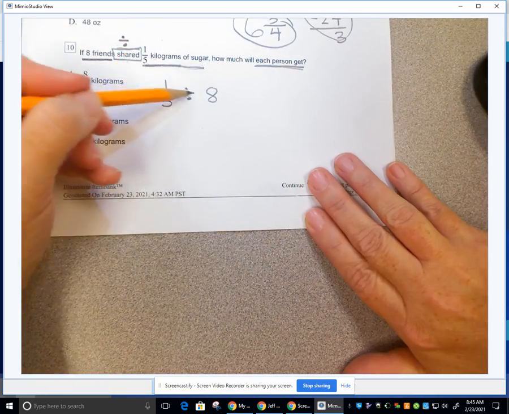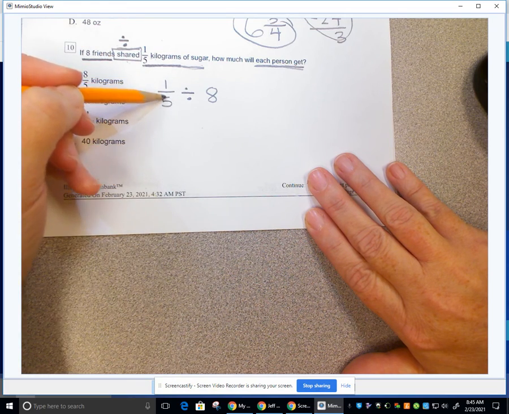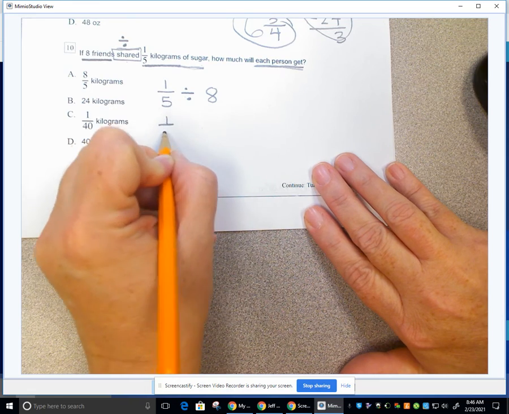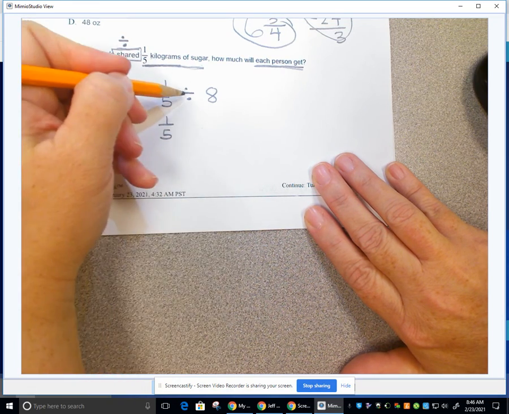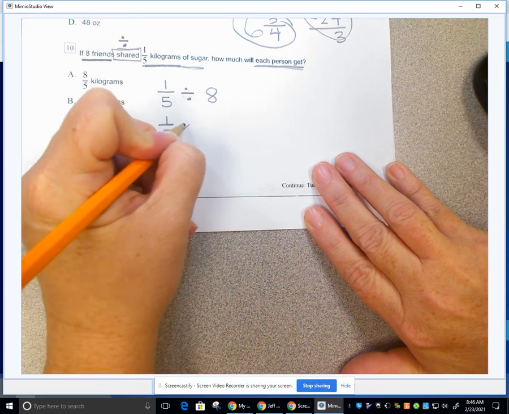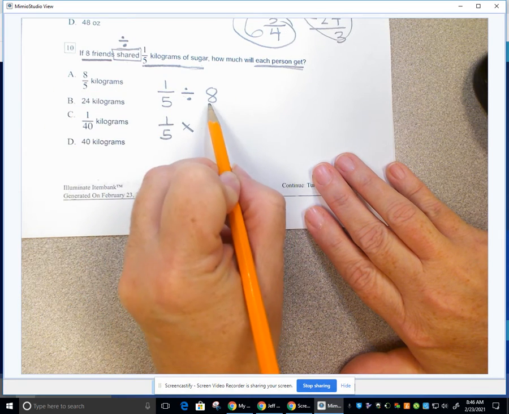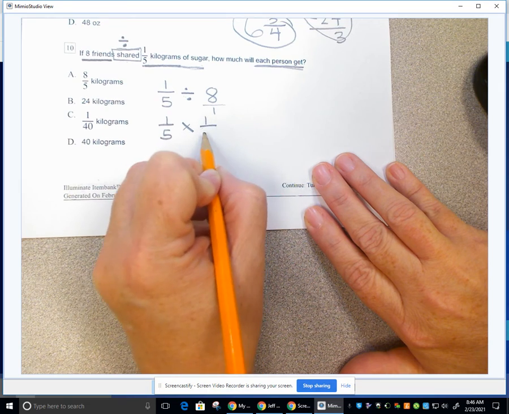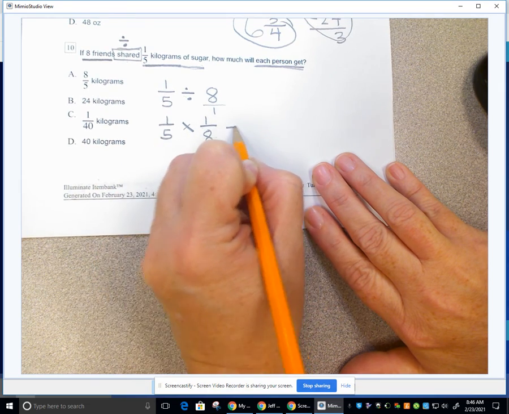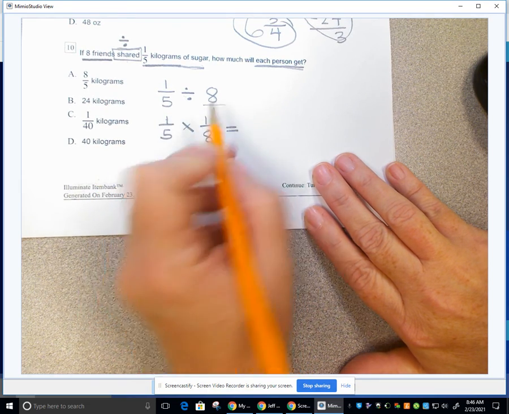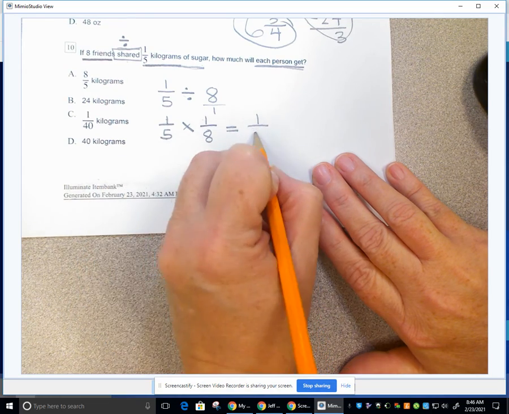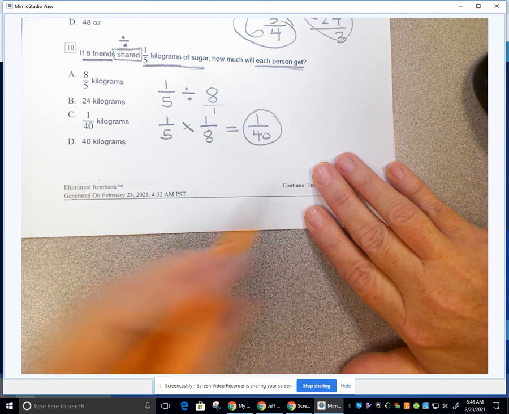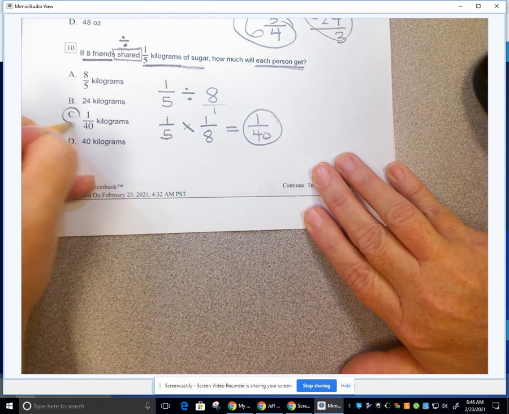Now remember, when we divide, we keep it, switch it, flip it. So this will be 1/5. Instead of dividing, I'm going to multiply and flip this. If this is 8 over 1, now it's going to be 1 over 8. Come across. 1 times 1 is 1. 5 times 8 is 40. I know that's in simplest form because it has a 1 on top. And I see the answer right here is C.